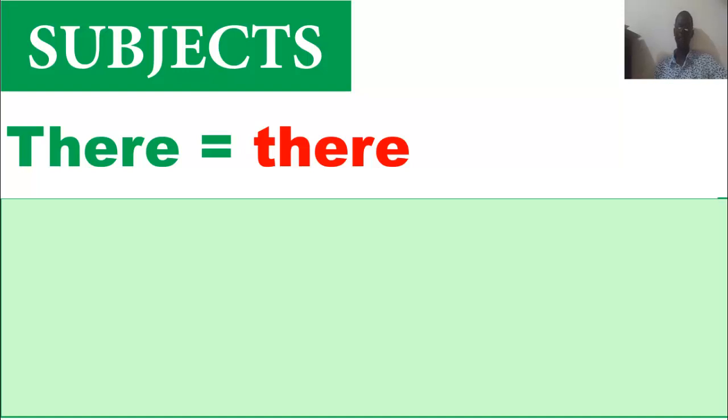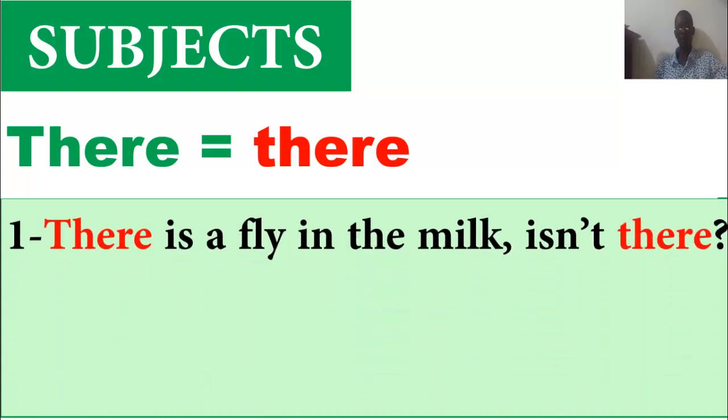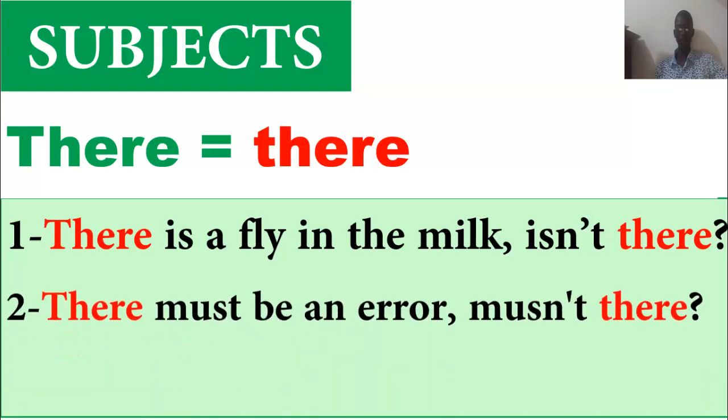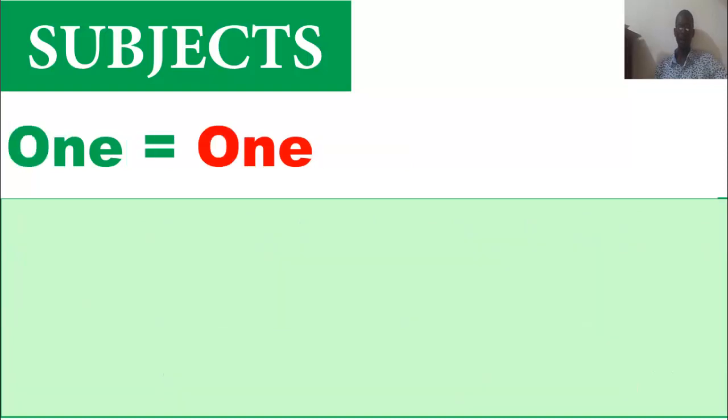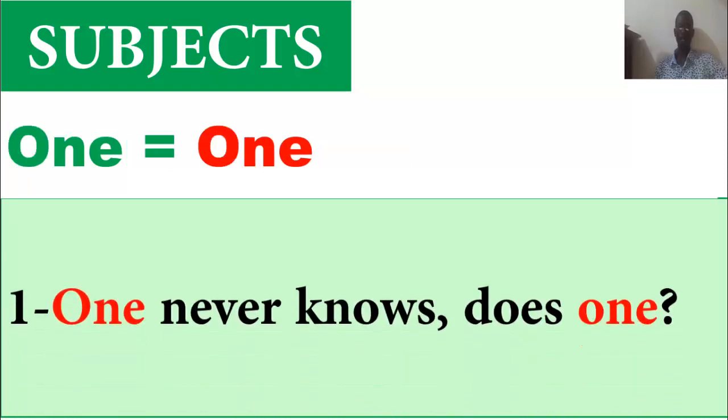There will be there. So there is one of the exceptions for subjects. There is a fly in the milk. Il y a une mouche dans le lait, n'est-ce pas? Isn't there. So don't say isn't it, isn't there. So there remains there. There must be an error. Il doit y avoir une erreur. Mustn't there. There was an accident. Il y avait un accident. Wasn't there. One also becomes one as subject. One never knows. On ne sait jamais, n'est-ce pas? Does one.